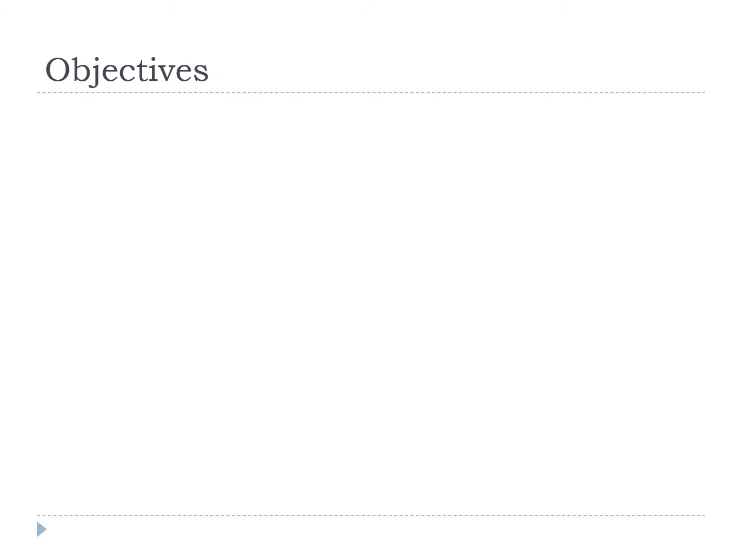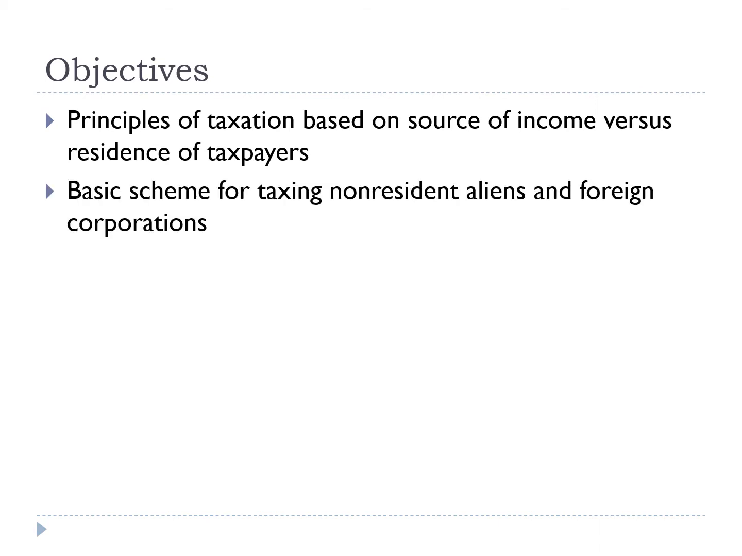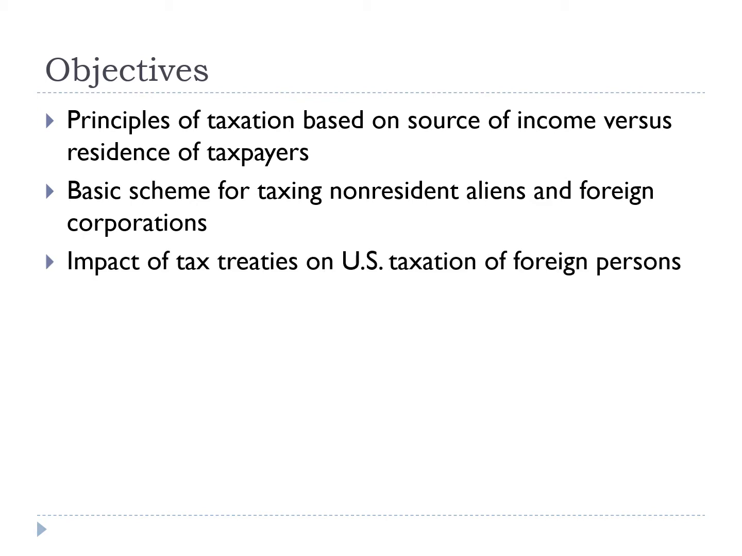The objectives of this lecture are to understand the following. The basic principles of taxation based on the source of income versus taxation based on residency. The basic U.S. scheme for taxing non-resident alien individuals and foreign corporations. And the impact of U.S. tax treaties on the taxation of non-resident aliens and foreign corporations.